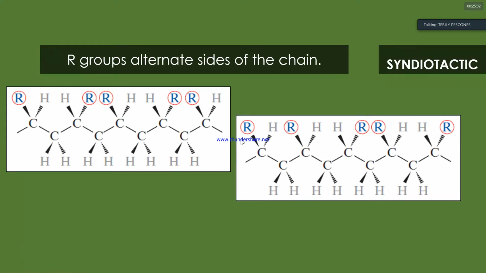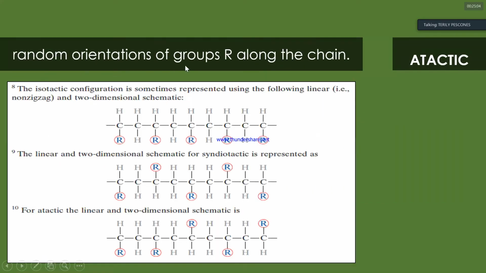And then, we have the atactic. Okay, random orientations of groups along the chain. So, ito yung mga different situations kung paano naka-attach yung ating R. So, the isotactic, syndiotactic, and atactic. Okay, for atactic, the linear and two-dimensional schematic is this one.